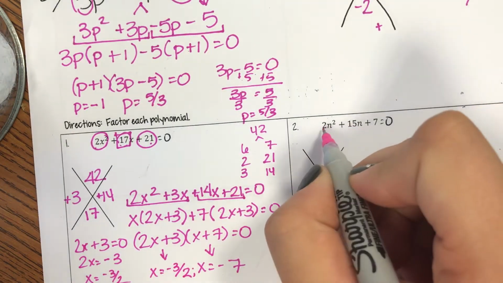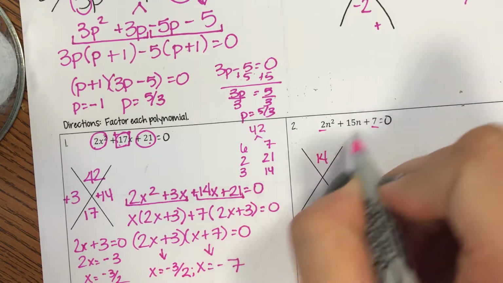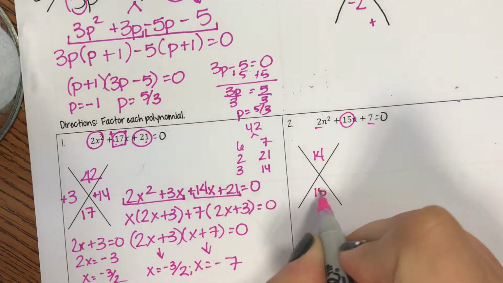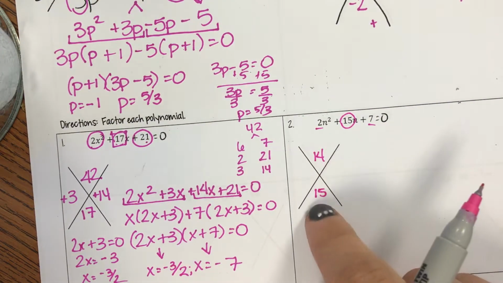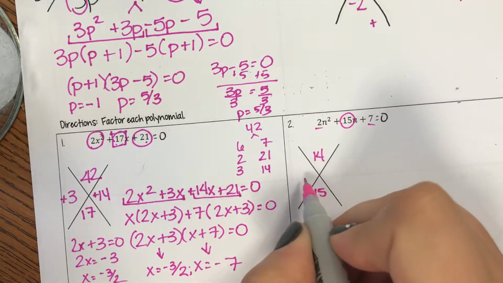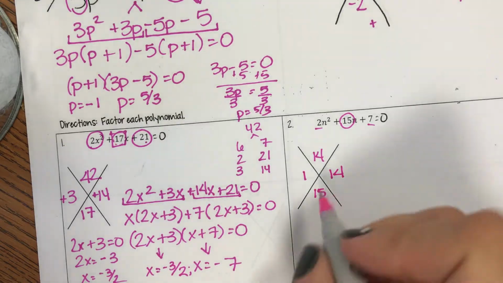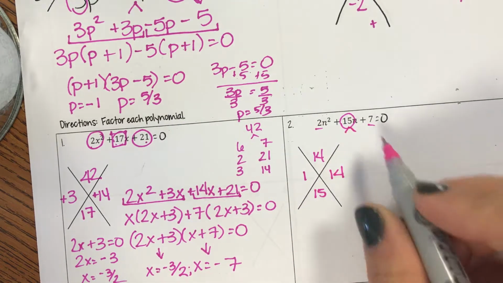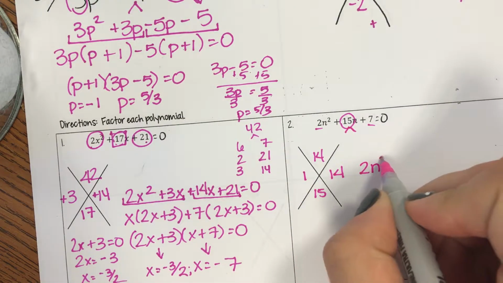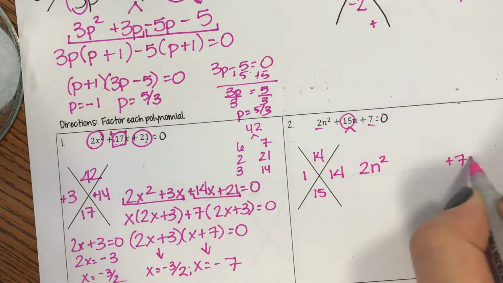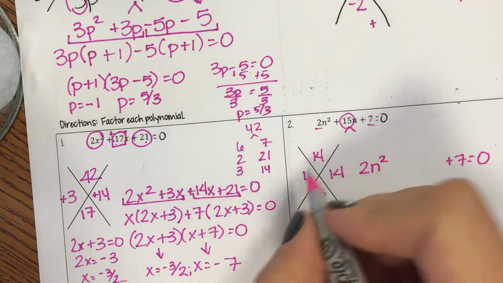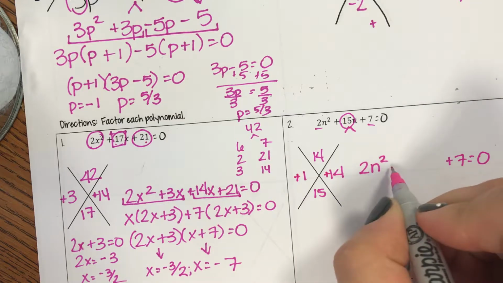Next case, 2 times 7, middle term. Factors of 14 that could somehow get you 15. It has to be 1 and 14. Rewrite 15. First, let me bring this down. Rewrite 15 as positive 1 and positive 14.